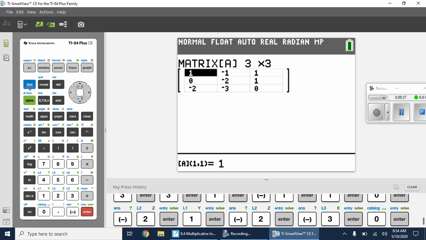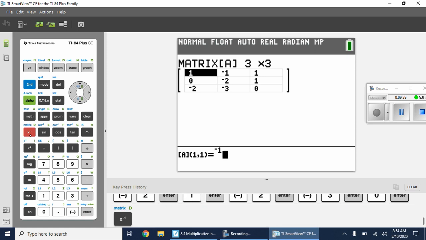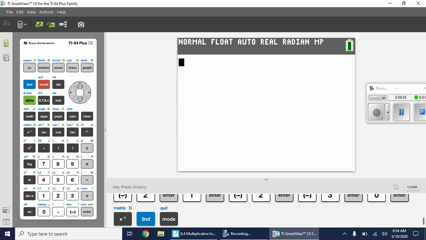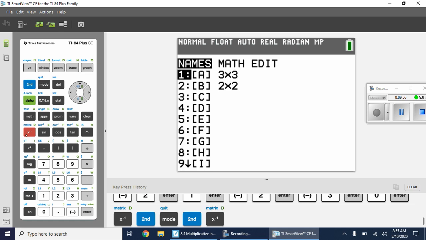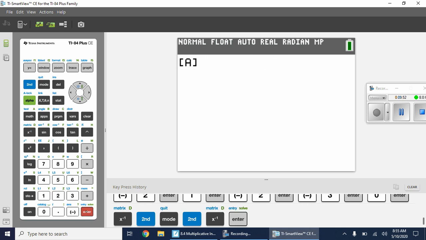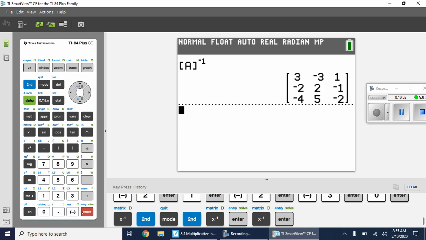Once we've done that, let's go back to our home screen. Second, quit. Okay, now to get our inverse, second matrix. There's matrix A. We put a 3x3. Hit enter, and then hit the button that we've been hitting to get that little negative 1. Okay, A to the negative 1. There's our inverse. We just found our inverse on our graphing calculator.